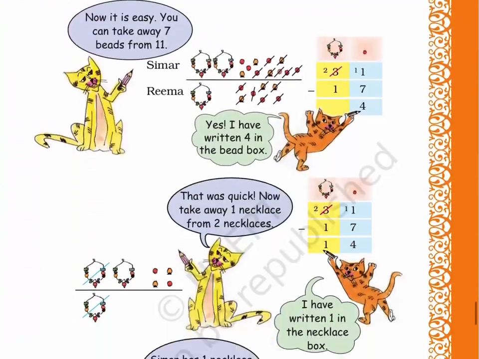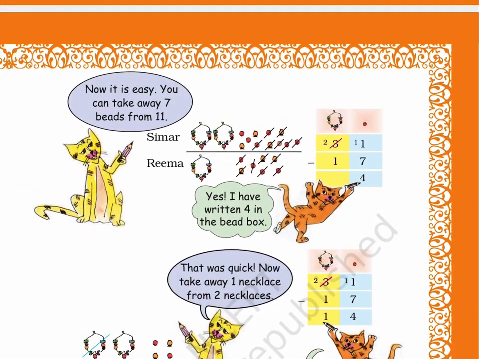Page 97. This page has 3 pictures and conversation of 2 cats regarding beads continues from previous page. Let's begin reading this page. Picture 1 shows Cat 2 sitting on left side with pencil in her right hand and saying, now it is easy. You can take away 7 beads from 11. Cat 2 is writing with pencil in the bead box of the table and is saying, "Yes, I have written 4 in the bead box."